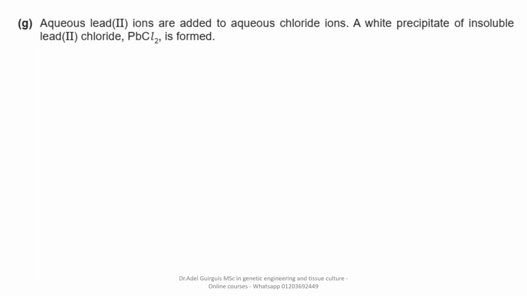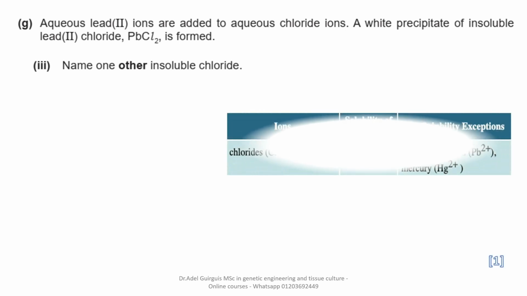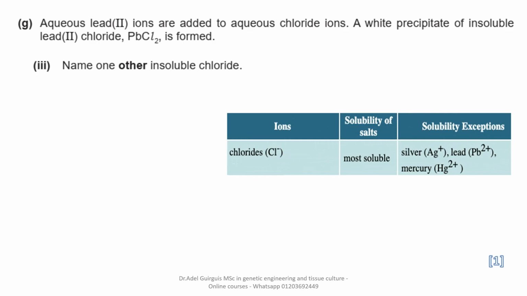Letter G, aqueous lead(II) ions are added to aqueous chloride ions. A white precipitate of insoluble lead(II) chloride, PbCl2, is formed. Triple I: name one other insoluble chloride other than PbCl2. As the rule of chlorides, most chlorides are soluble except silver chloride, lead chloride, mercuric chloride. So we can use one of these compounds. So silver chloride is the answer.